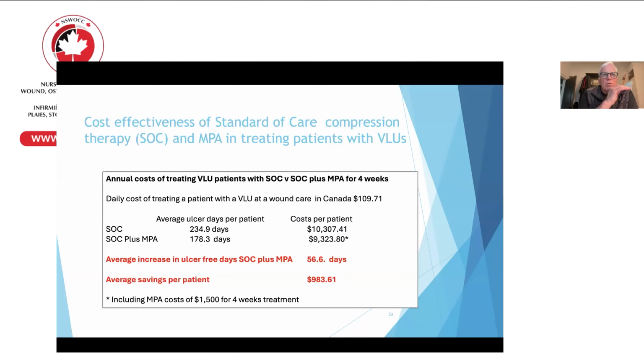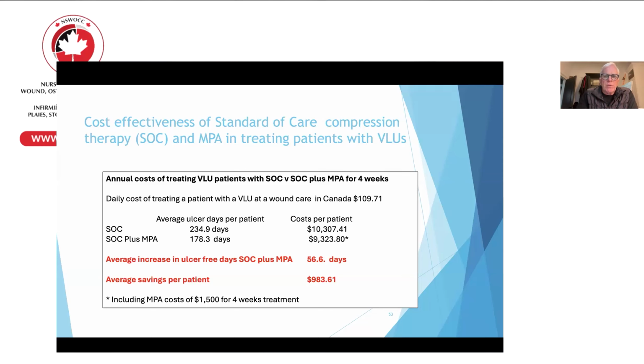So when we looked at this, we applied the healing data from Keith Harding's study for when you used either standard of care compression alone or standard of care plus muscle pump activation device. So the healing improved, or the average time to healing, you'll see the treatment there, 234 days for standard of care compression, 178 when you added muscle pump activation device.